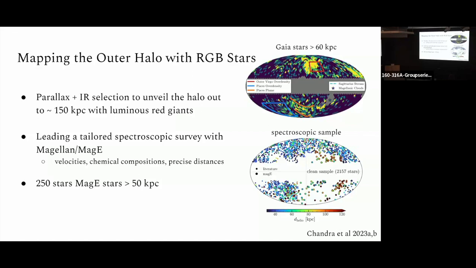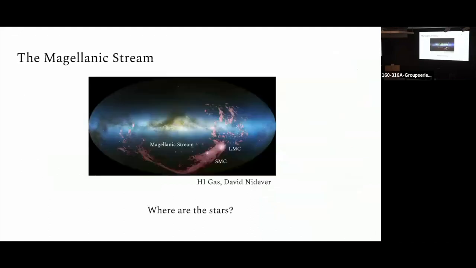There's a lot of science we want to do with this data set, but naturally, once you have these stars in the south, one of the first questions you want to ask is, what does the influence of the Clouds look like in the southern hemisphere? I promised you shakes, wakes, and streams, and I'm going to spend most of my time telling you about the stream part. That's the Magellanic Stream, which of course needs no introduction here.